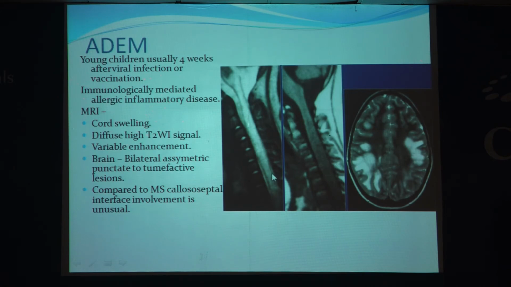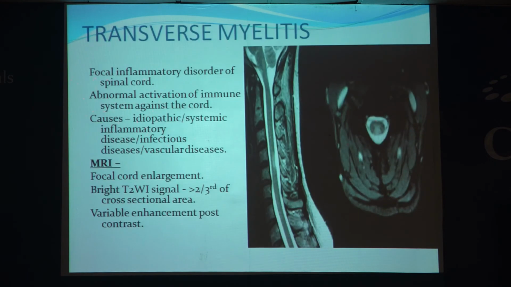Basically this is an inflammatory lesion, but compared to multiple sclerosis, involvement of the callososeptal interface is unusual. What is the callososeptal interface? It is the inferior surface of the corpus callosum, which is more frequently affected in multiple sclerosis.